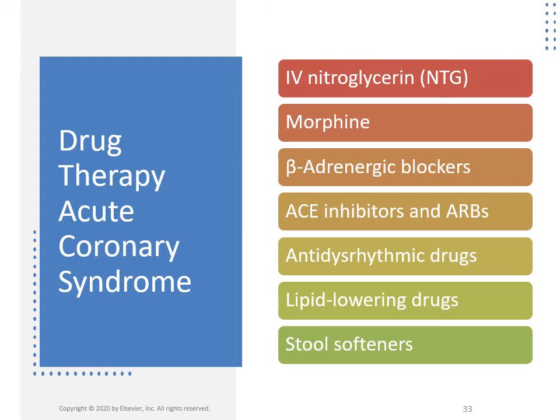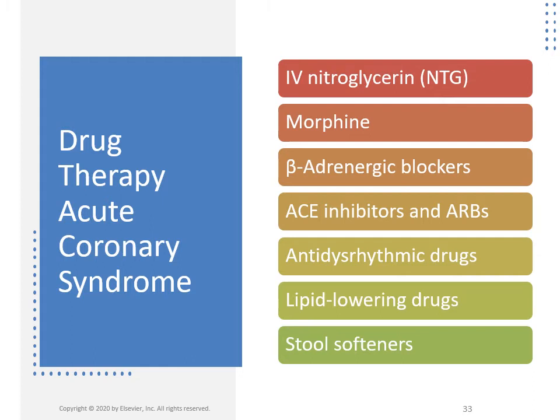Titrate nitroglycerin to eliminate chest pain. Because hypotension is a common side effect, closely monitor the patient's blood pressure. Patients who become hypotensive may be volume depleted and may benefit from an IV bolus. Closely assess for volume overload after the bolus.